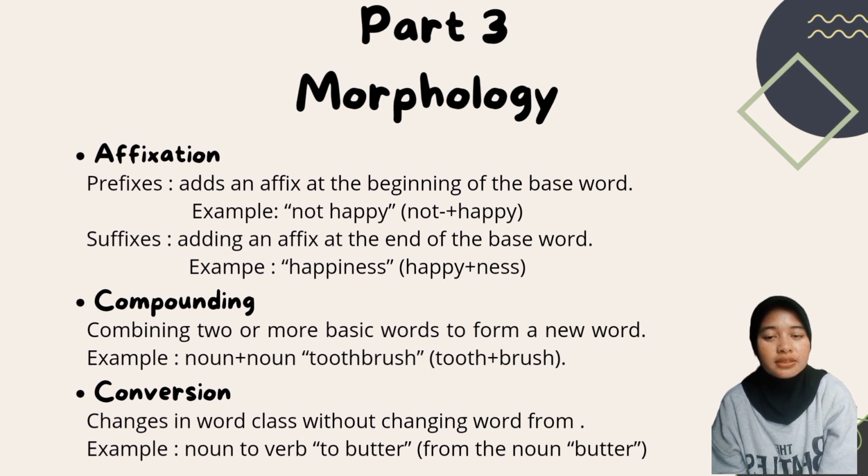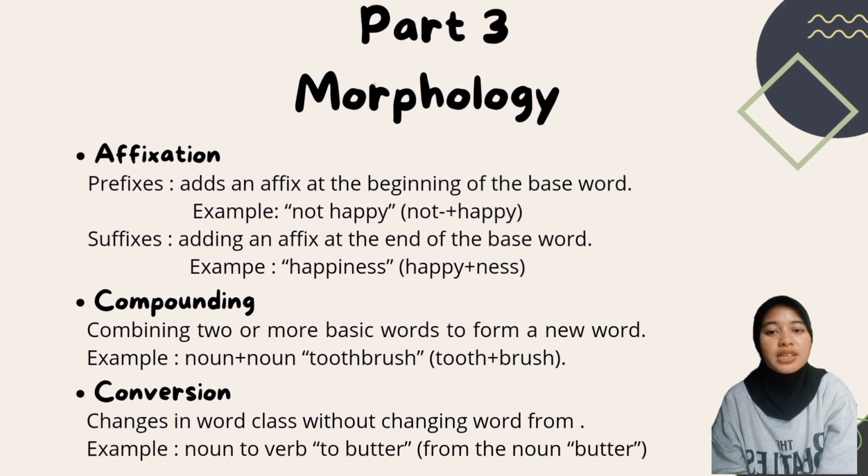And then compounding: combining two or more basic words to form a new word. The example, noun plus noun, toothbrush, tooth plus brush. The last is conversion. Conversion is changing a word class without changing the word form, for example noun to verb, to butter, from the noun butter.